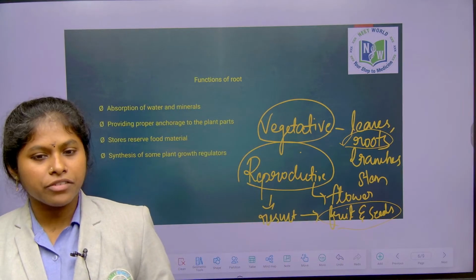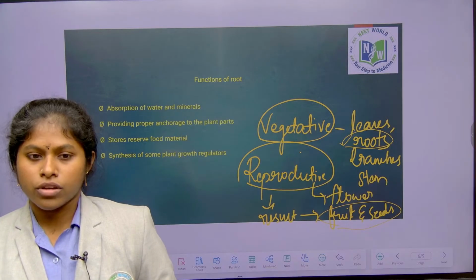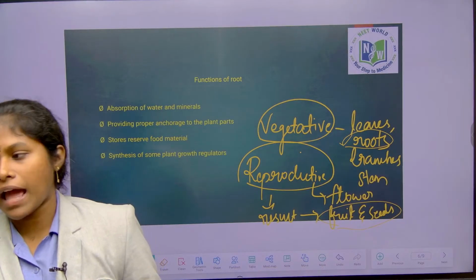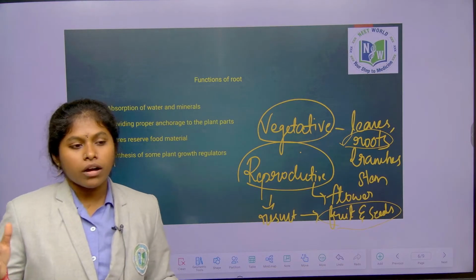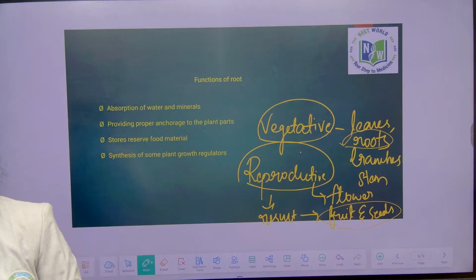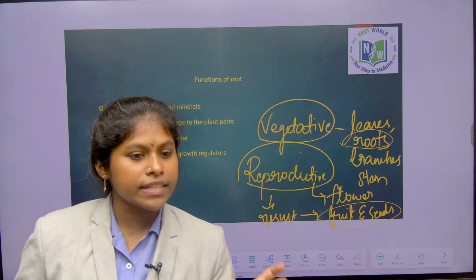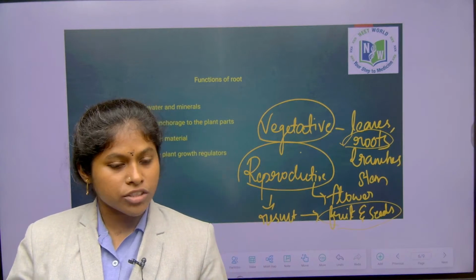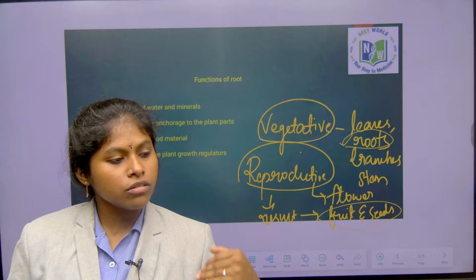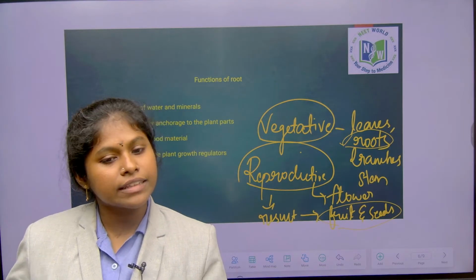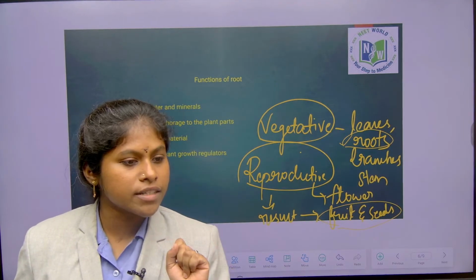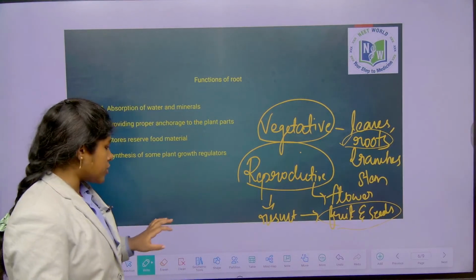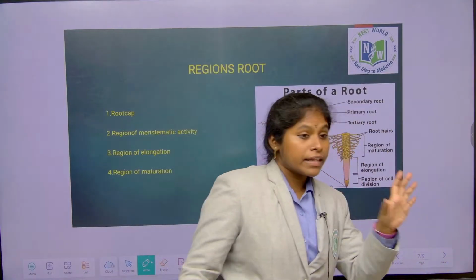Conduction of water and minerals, anchorage, storage of reserve food materials, and they also synthesize the plant growth hormones. So other than the normal function, if the root is changing its structure and shape to do a specialized function, that is nothing but root modification. Before going to study root modification, we'll learn about the regions of the root.